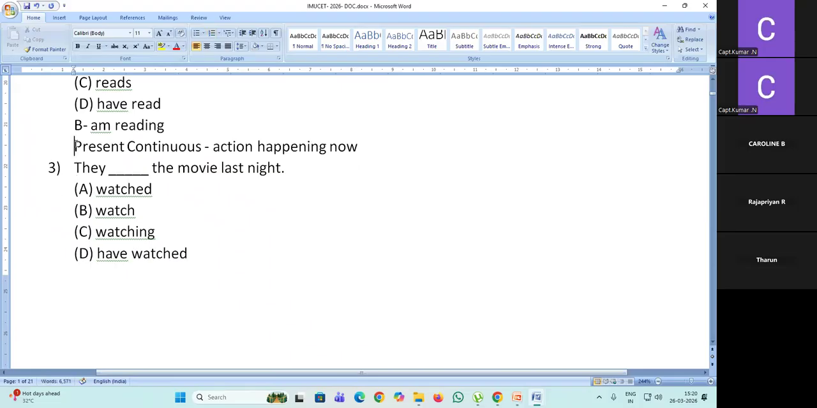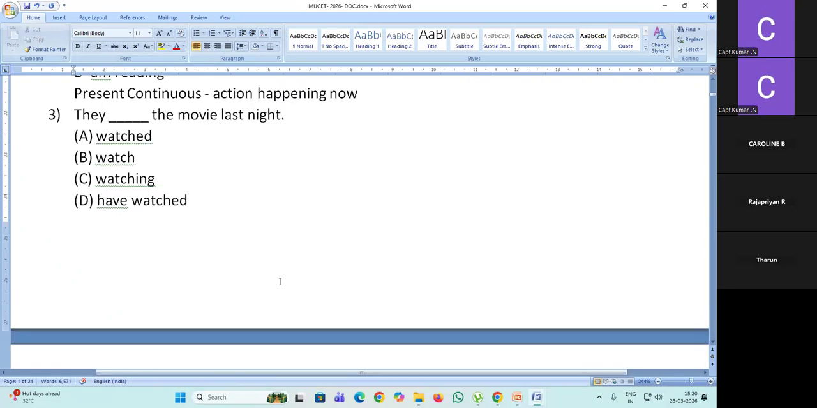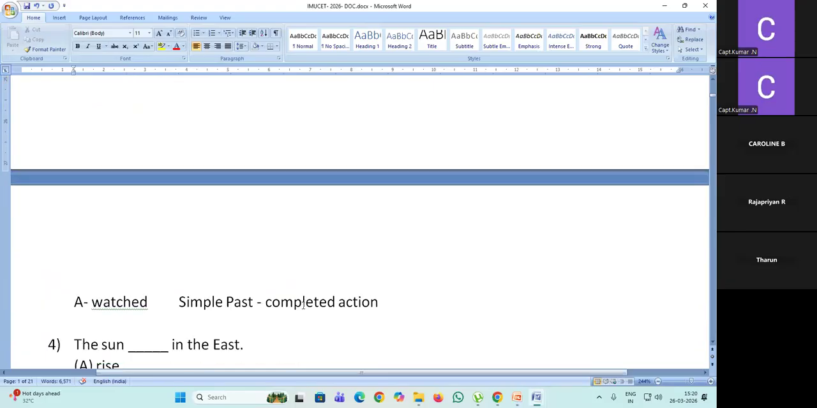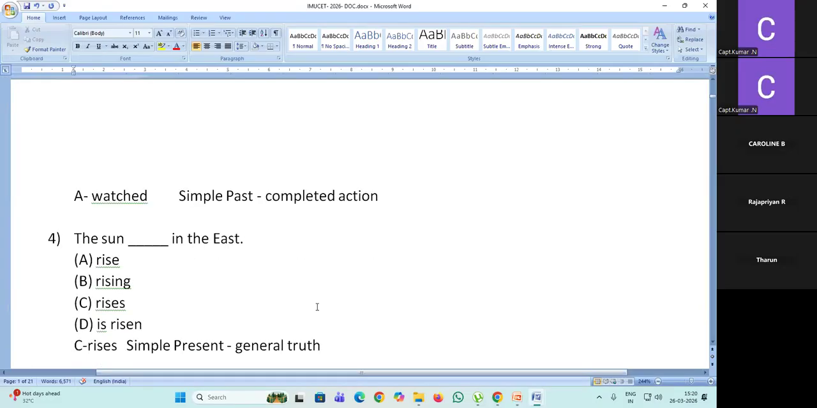I am reading a very interesting book right now. See the next one. They dash the movie last night. What will come here? The time last night is mentioned. So what tense will it be? Yes, simple past tense. They watched the movie last night. See the answer? Watched. Because it is talking about a completed action.